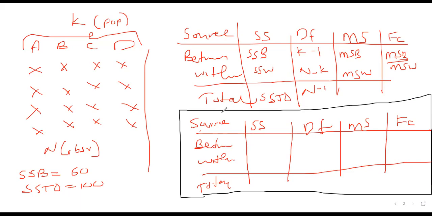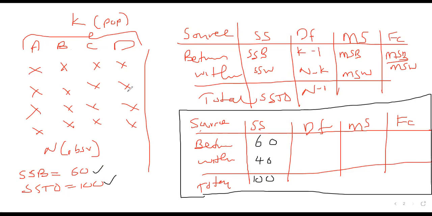Okay, so what is our sum of squares between, according to this data? 60. The total, 100. Then within is the difference. What are we going to get there? 40. Degrees of freedom for the between is k minus 1.